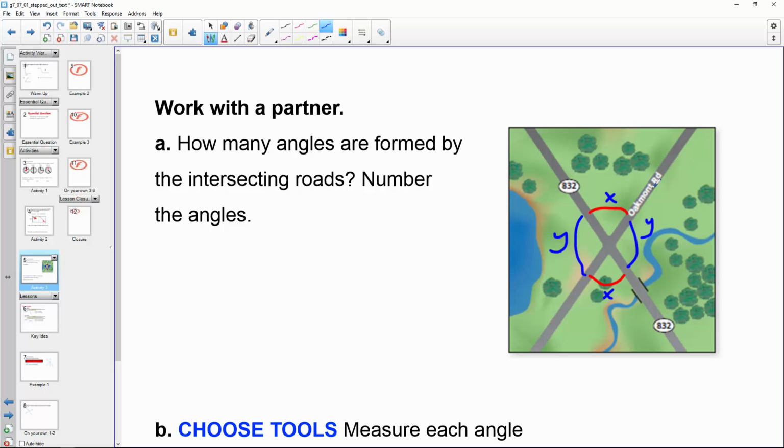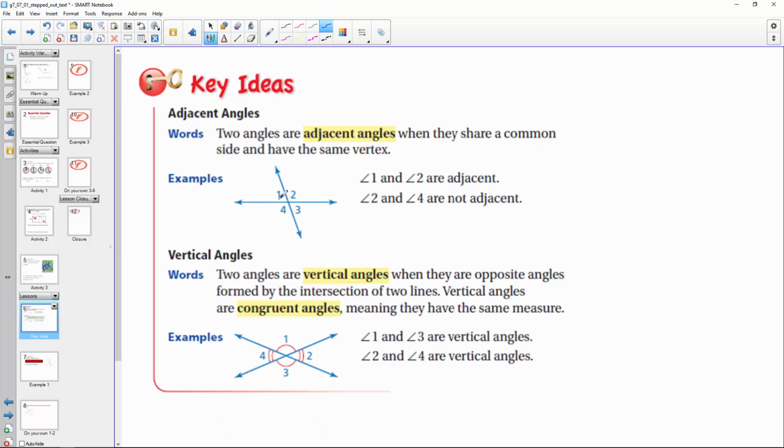For any line, if I want to go down this like Oakmont Road, to go from one side to the other, that would be half of a circle, or 180 degrees. So we're going to learn about two different things. We have adjacent angles, and we have vertical angles, and I guess we also have congruent angles, which are kind of the same. So if I look here, I have my adjacent angles, which are like angle 2 and 1.